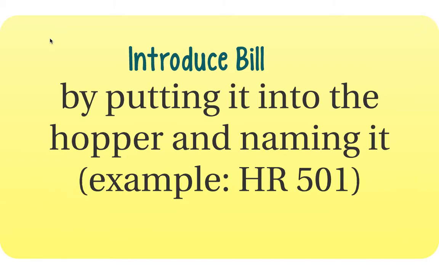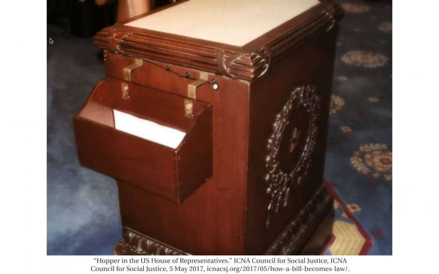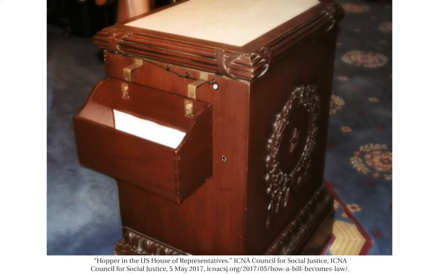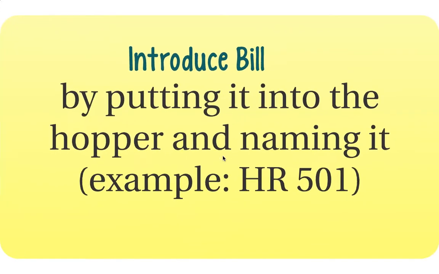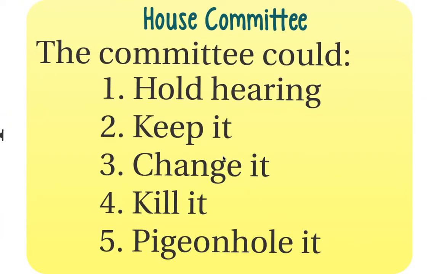So we're going to move over to the left-hand side, which is the House of Representatives. First, the bill has to be put into the hopper and named. Once the bill is written on paper, it is put into just a wooden box. This wooden box right here is called the hopper. Then the Speaker of the House pulls it out, delegates it to committee, and at committee they can do four things.